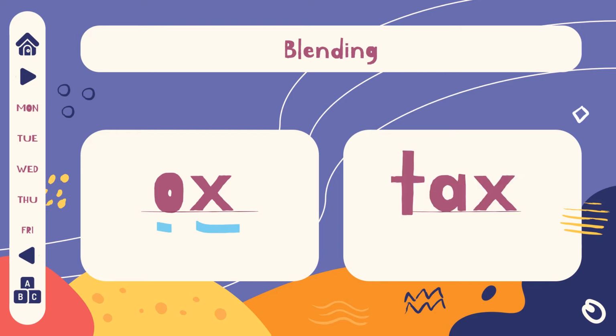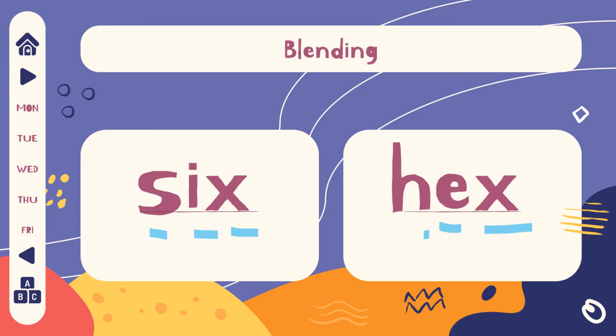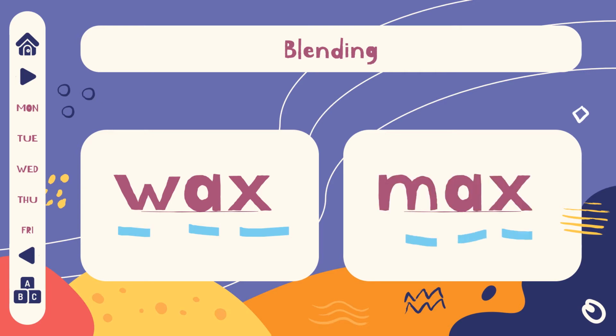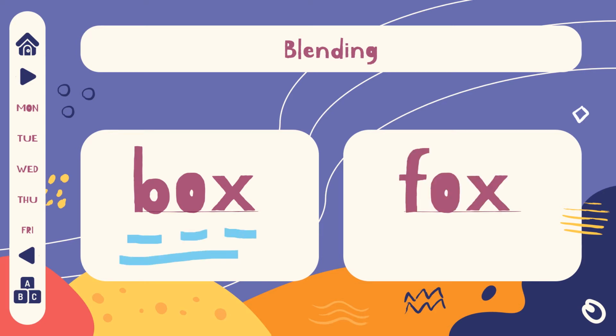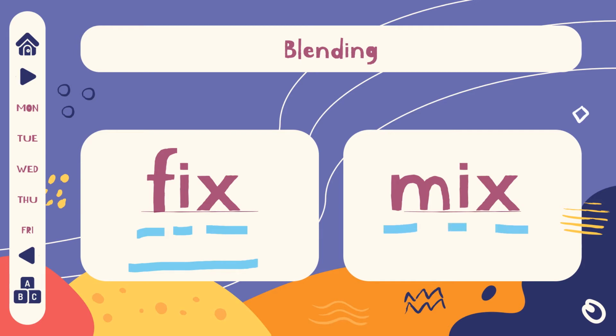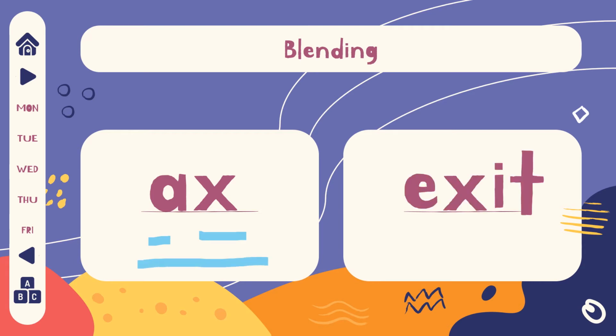Now let's read together some words with the x sound. Ox, ox. Tax, tax. Six, six. Hex, hex. Wax, wax. Max, max. Box, box. Fox, fox. Fix, fix. Mix, mix. Axe, axe. Exit, exit.